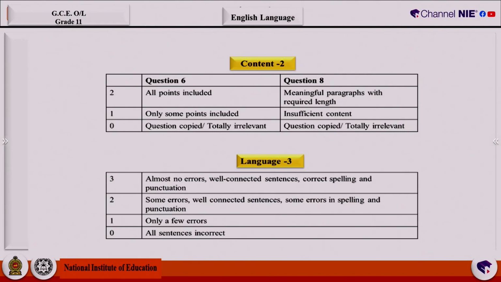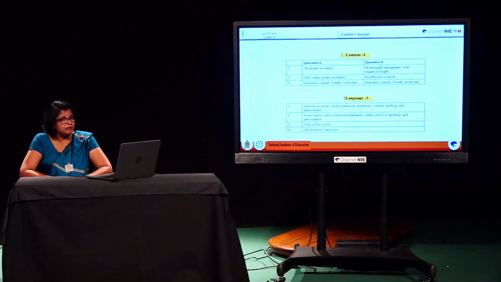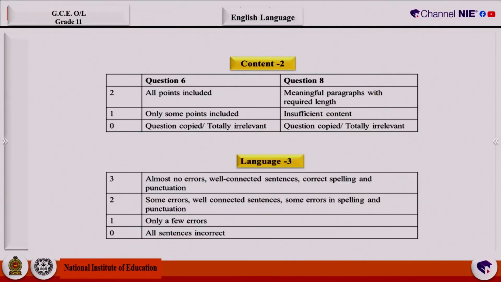If we go to question number 8, that is writing a small paragraph, the 2 marks will be given only if you write meaningful paragraphs with the required length, the number of words. That is very important. 1 mark will be given only when there's insufficient content, and 0 will be given when the question is copied or what you write is totally irrelevant.